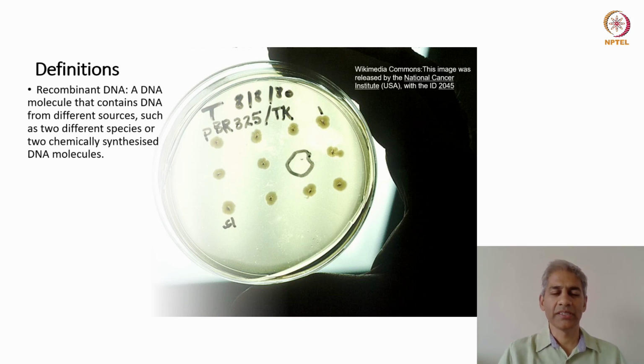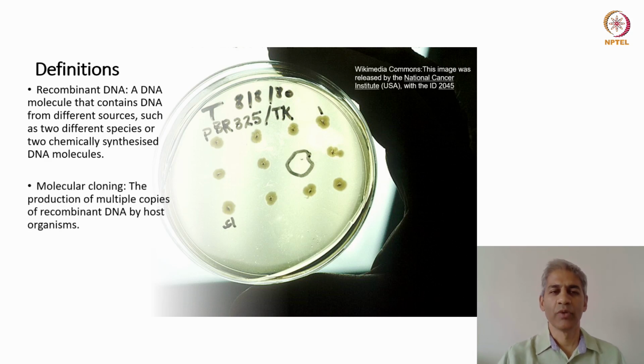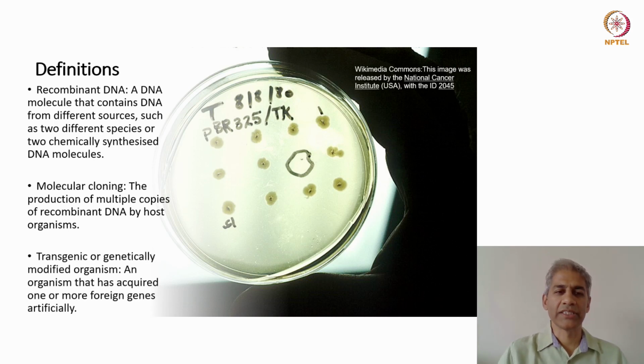So let's look at these definitions. Recombinant DNA is basically DNA from two different sources, and so they could be two different species, or the DNA could also be chemically synthesized now. And molecular cloning is just the production of multiple copies of this recombinant DNA in different host organisms. And a transgenic or a genetically modified organism is an organism that contains one or more foreign genes. So in this case, you could say that the bacteria which has been transformed with a gene from the herpes simplex virus is a transgenic organism.